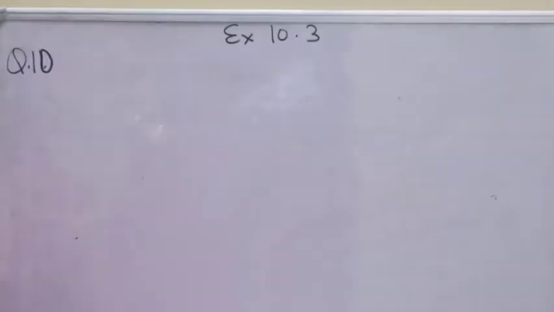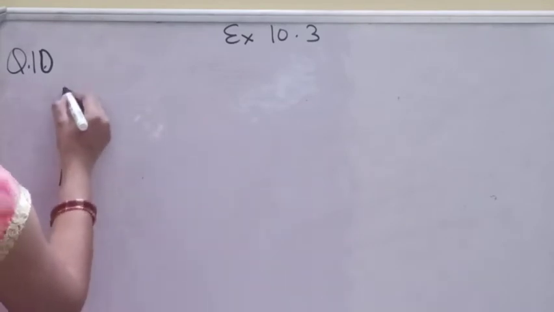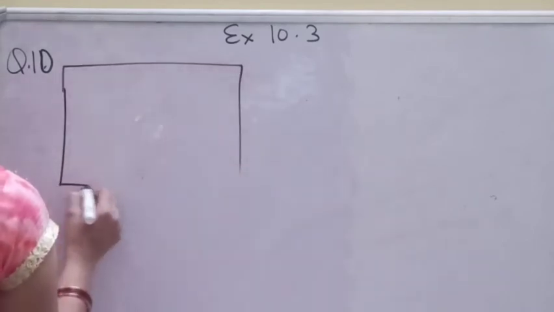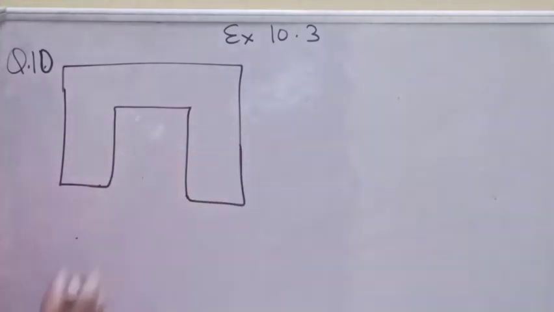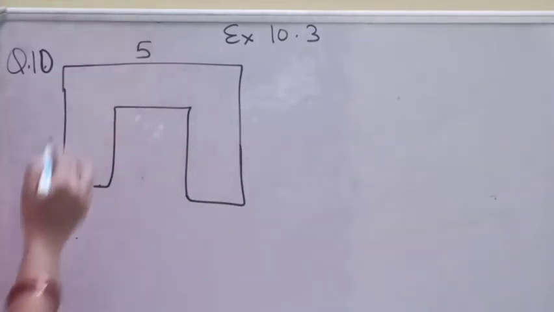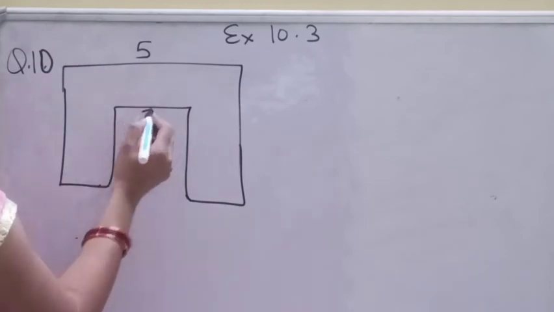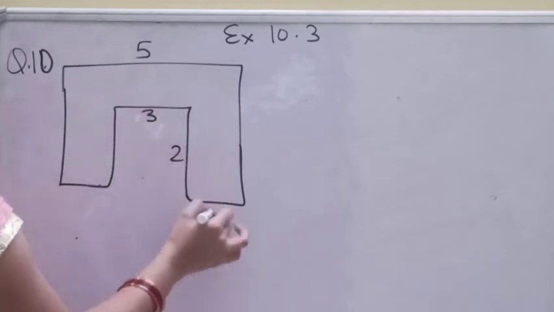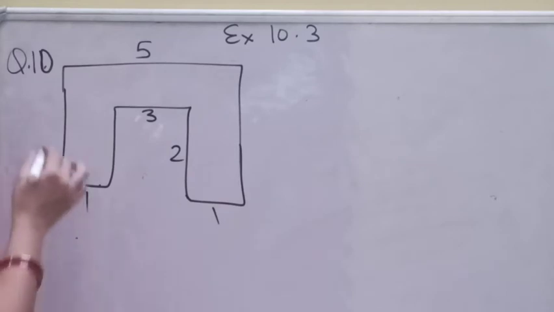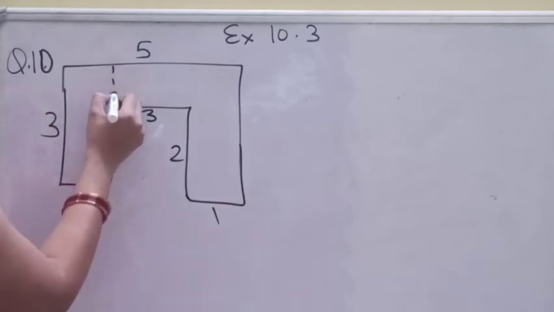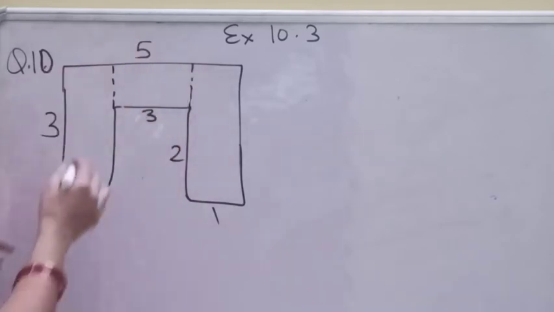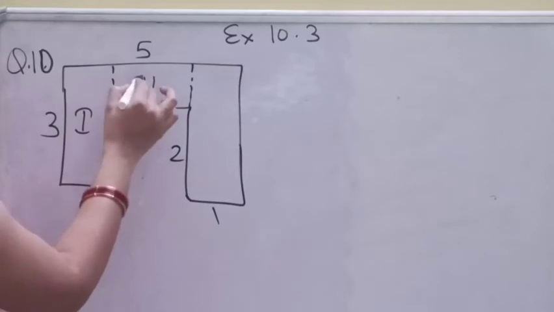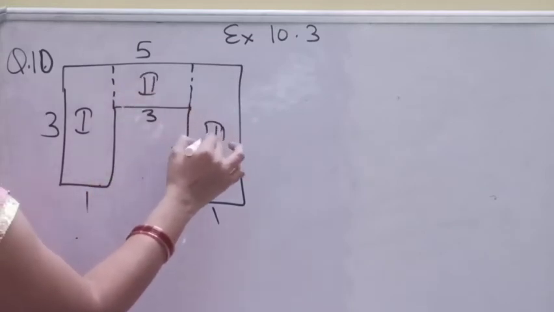In part B, what we have, this way figure, it is given as 5, this is given 3, this is given 2, 1, 1, and this is given 3. So same in rectangles we have to divide, so we will join like this. Now this one will become your first rectangle, this one second, and this one third.